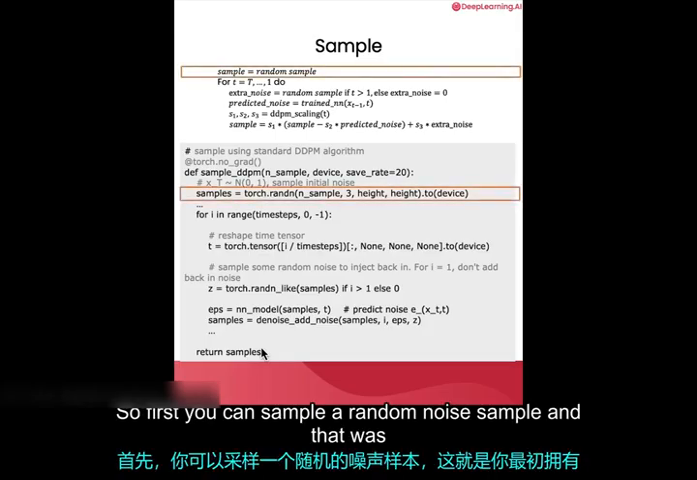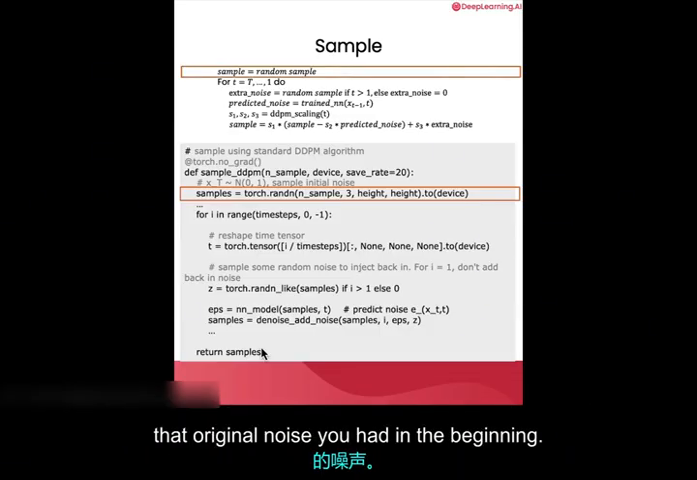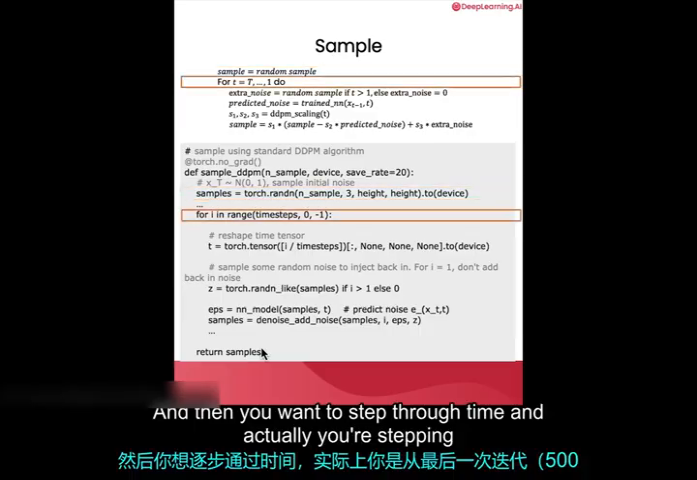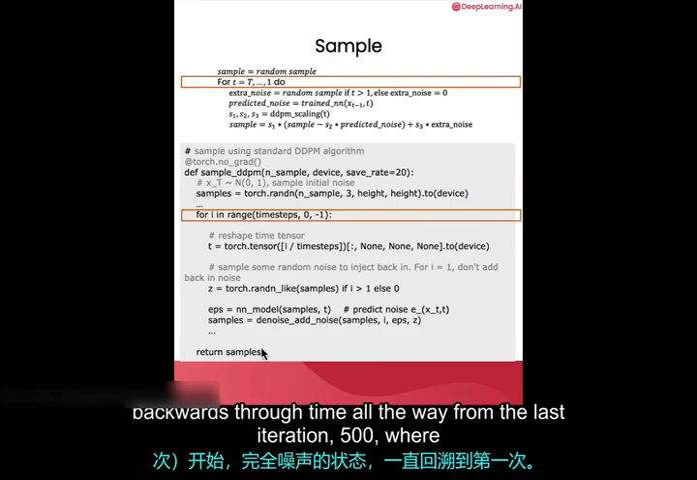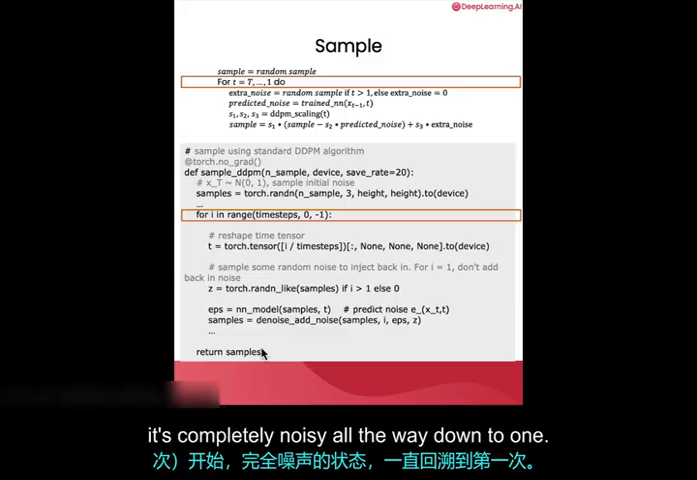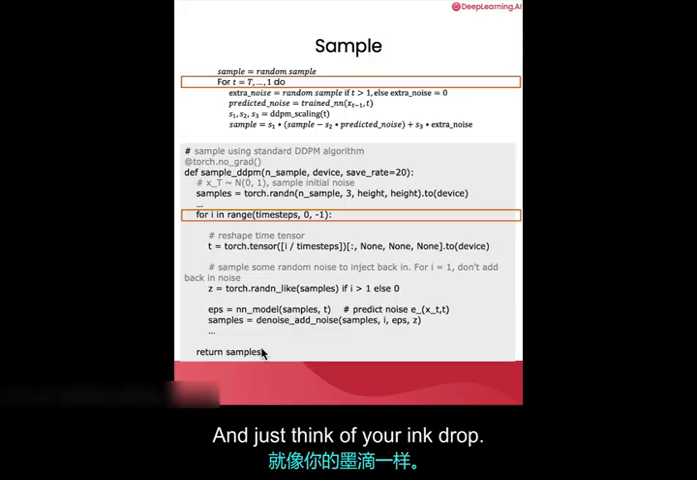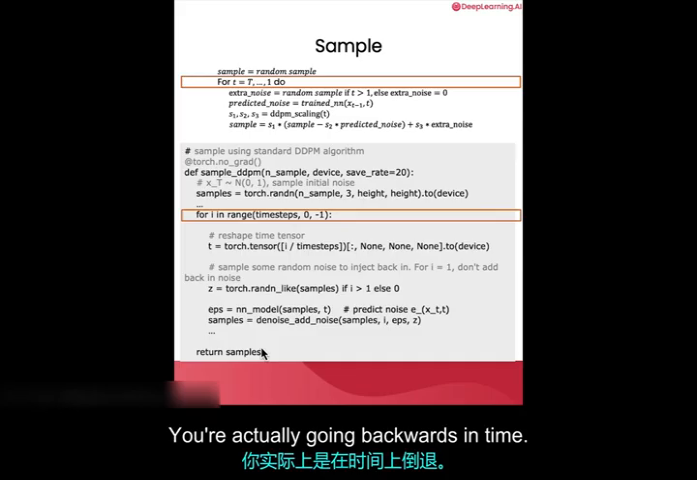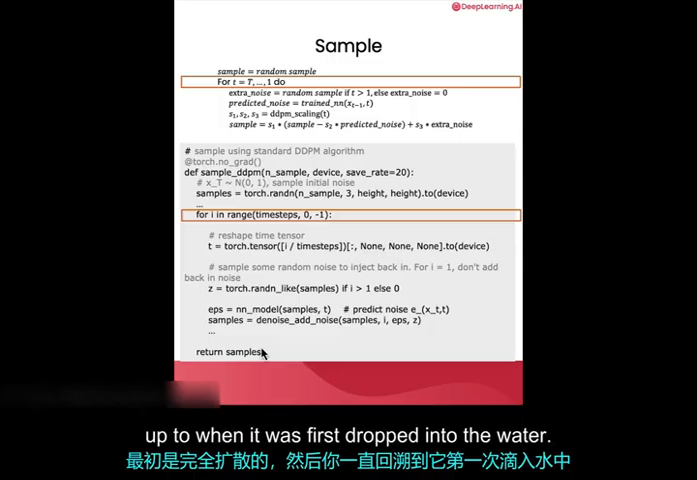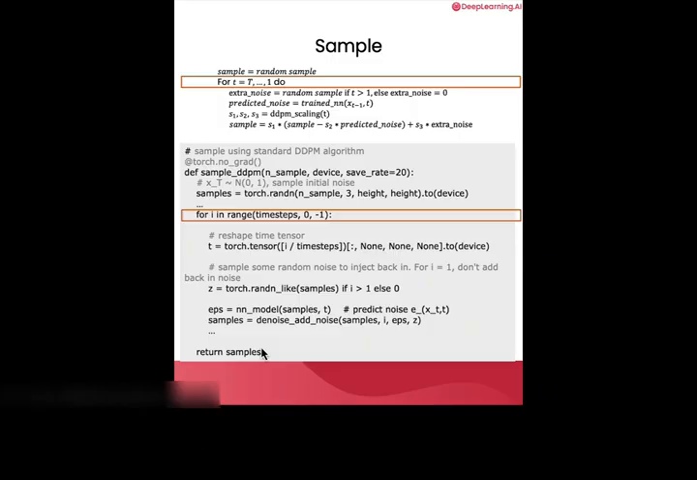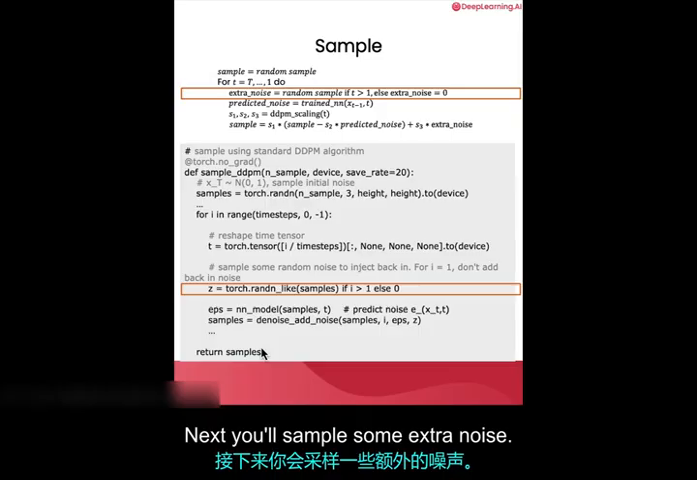So first, you can sample a random noise sample, and that was that original noise you had in the beginning. And then you want to step through time, and actually you're stepping backwards through time, all the way from the last iteration, 500, where it's completely noisy, all the way down to 1. And just think of your ink drop. You're actually going backwards in time. It's fully diffused initially, and then you're going back all the way up to when it was first dropped into the water.